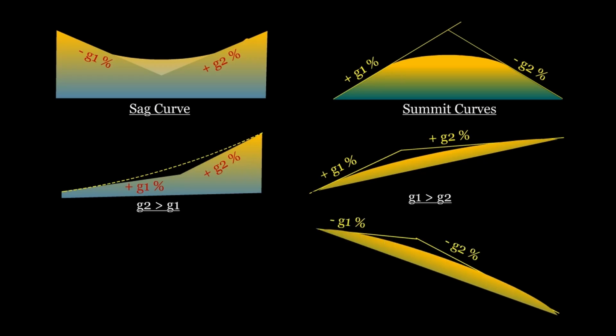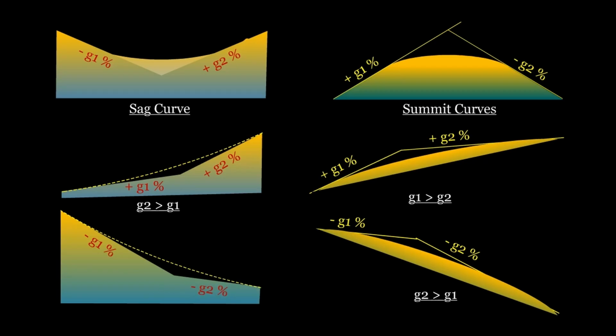5. Negative grade, G1, followed by a higher negative grade, G2. Note: G2 greater than G1. 6. Negative grade, G1, followed by a lower negative grade, G2. Here, G1 greater than G2.